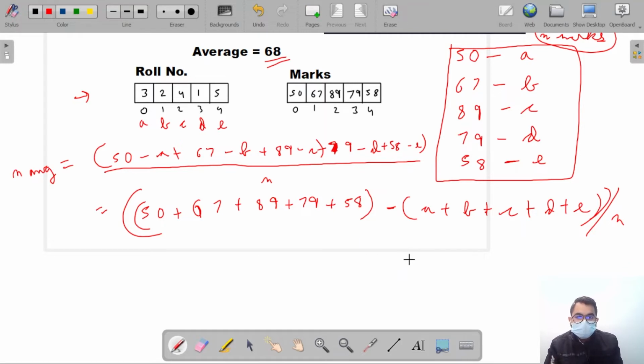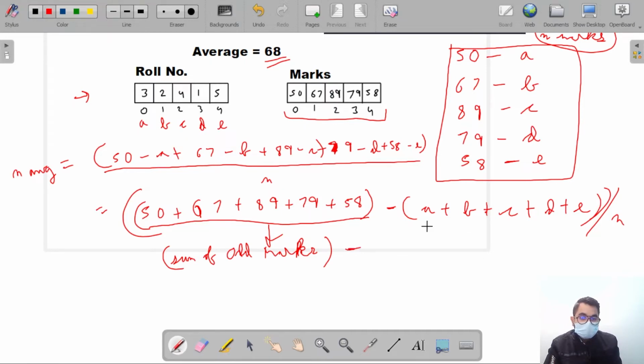Alright, now see carefully. Did you see something? What are these numbers representing? These numbers are representing nothing but the old marks of the students. Or rather, I should say the sum of all marks, the sum of old marks.